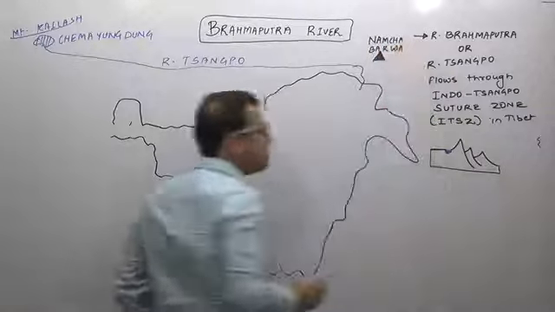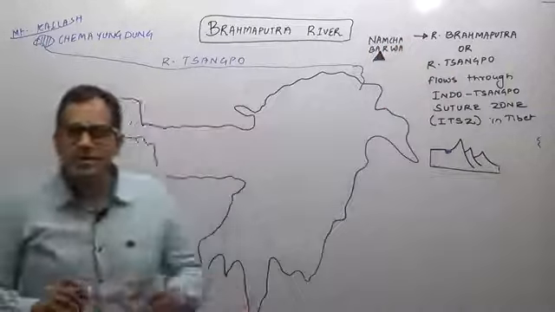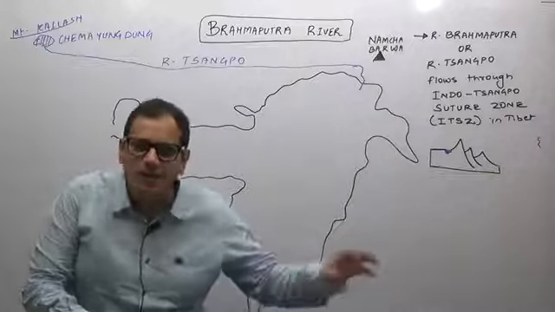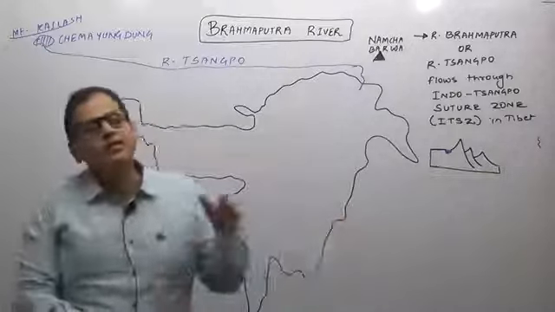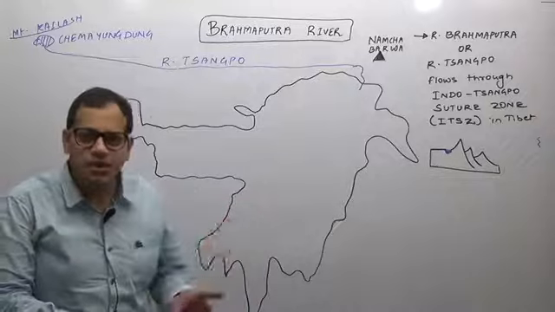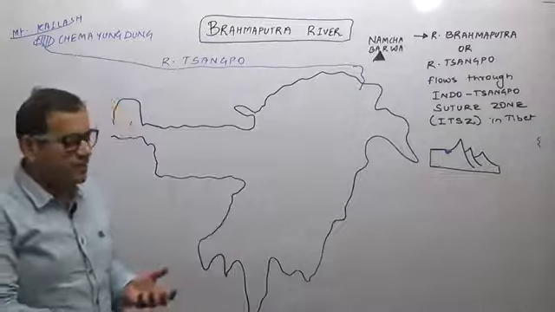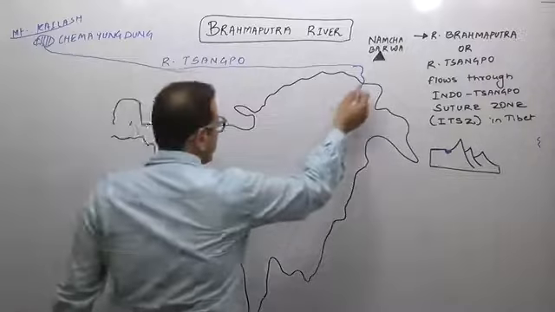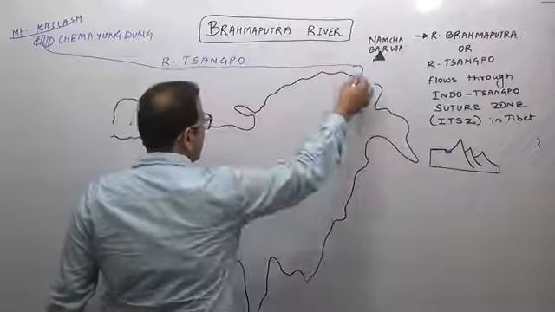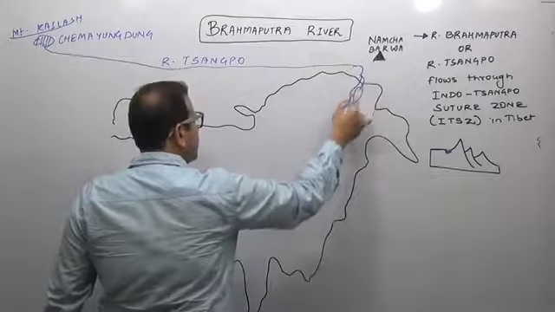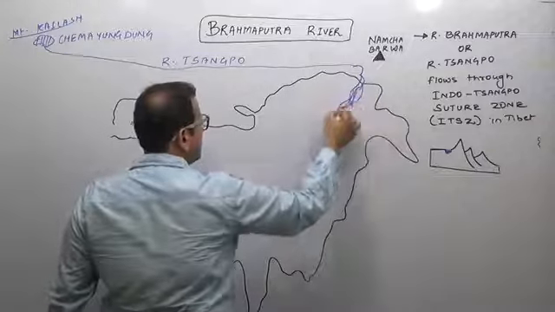Now why does it take a sudden southward bend? We have done it. Why does the river Indus or river Brahmaputra take a sudden southward bend? That is because of the syntaxial bend in the Himalayas. So it takes a sudden southward bend and then it enters the state of Arunachal Pradesh. After taking the sudden southward bend, it enters the state of Arunachal Pradesh.